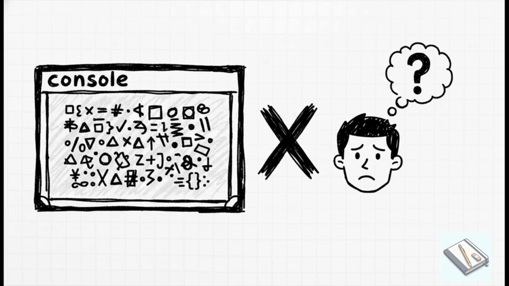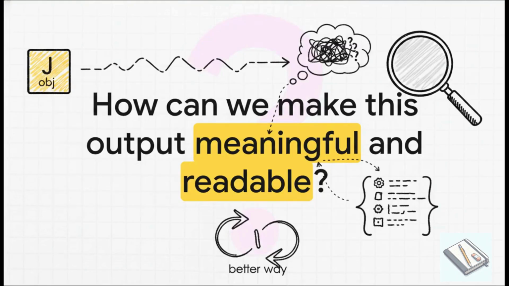Yeah, not quite. What we get is the class name, an @ symbol, and then this hexadecimal number. This is the object's hash code, which is basically a fancy way of identifying its location in memory. This is what the default toString from the Object class gives you. It's not wrong, but it tells us absolutely nothing useful about our student. Clearly, this won't do. We need a better way. So how can we get a readable, actually useful string representation of our object?